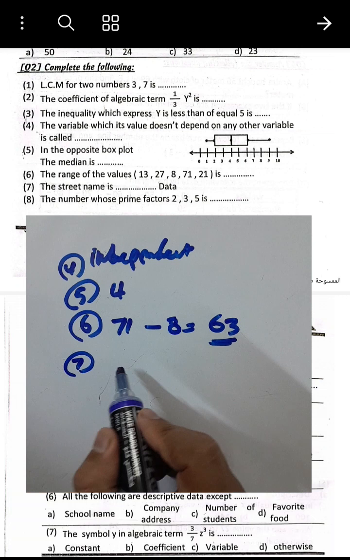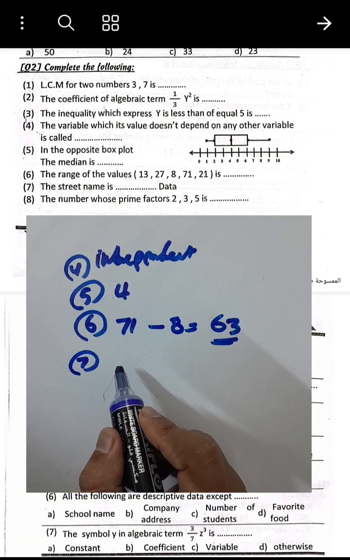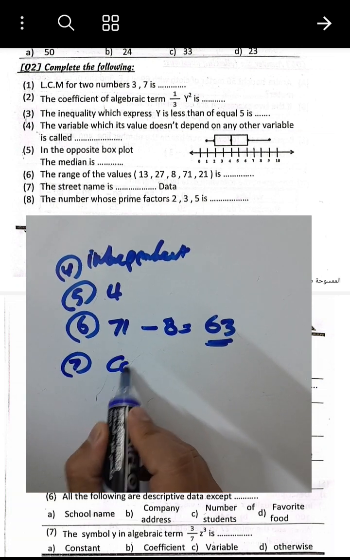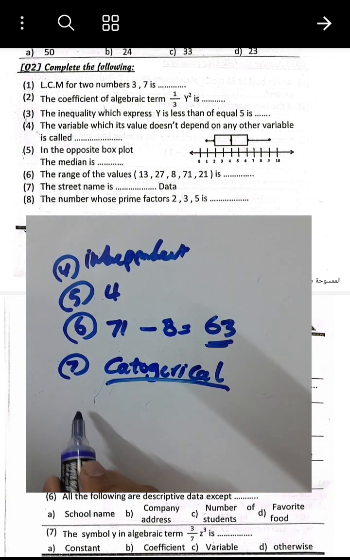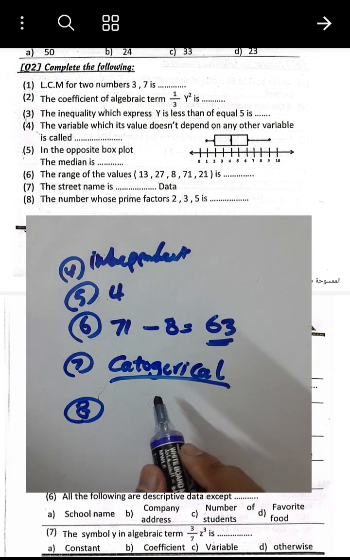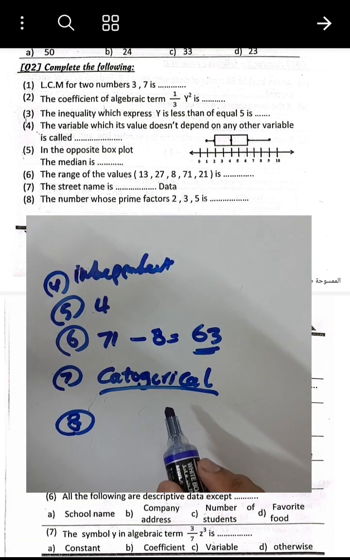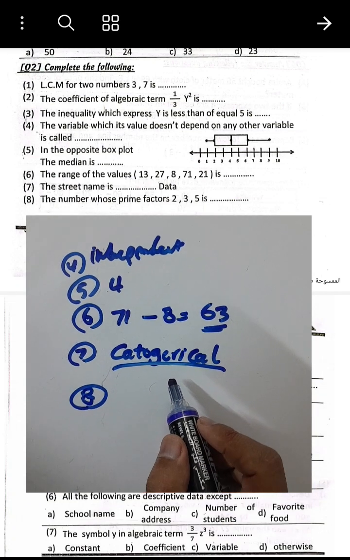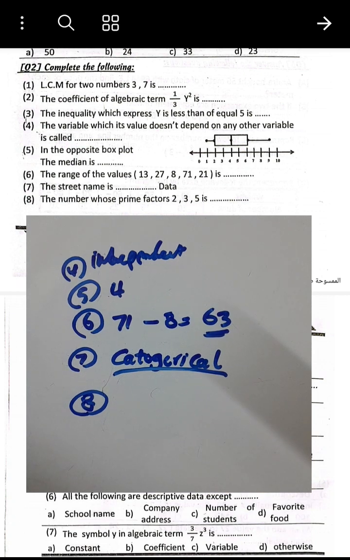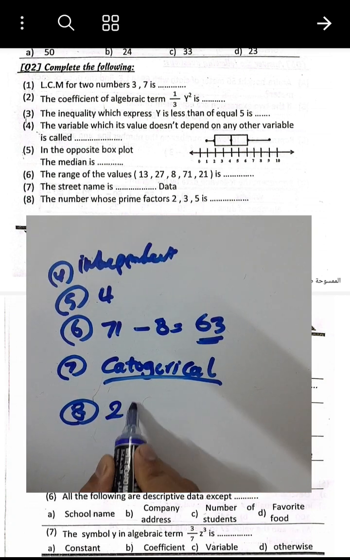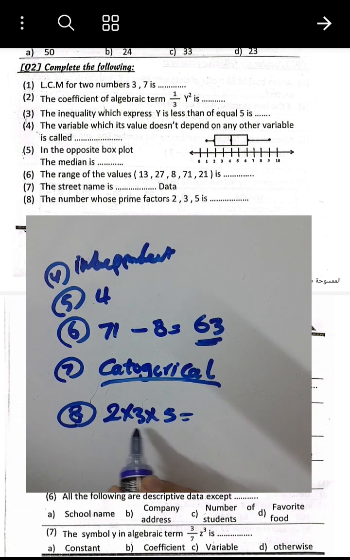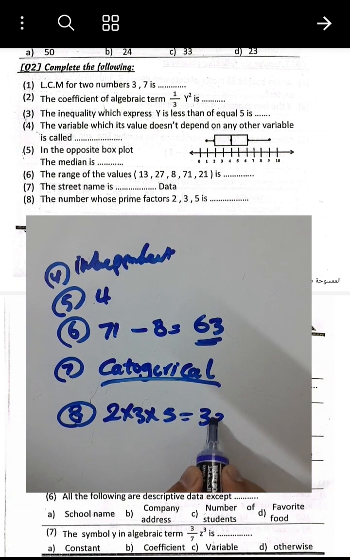Question 7. The street name is categorical data. We have numerical data and categorical data. Categorical data contains letters or letters of description. Okay, question number 8. The number whose prime factors are 2, 3, 5: 2 times 3, 6, 6 times 5, it will be 30.